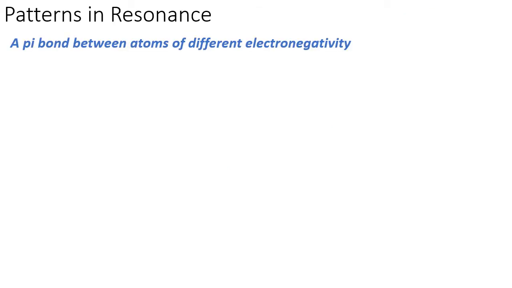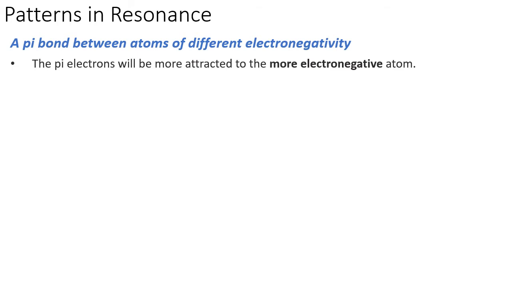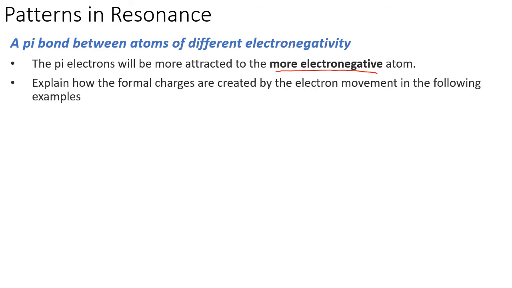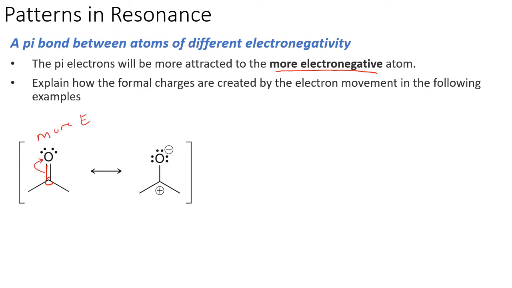The fourth pattern of resonance is when you have a pi bond between atoms of different electronegativity. And this is actually the exact opposite move of what we just learned, where we had a lone pair next to a positive charge. The pi electrons in this double bond will be more attracted to the electronegative atom rather than the more electropositive atom. So when we have to decide who the electrons go to, we want to just compare the electronegativity of the 2 atoms. If we look at an example here, we have a carbon, which is more electropositive, doubly bonded to an oxygen. So we could take a set of those pi electrons and move them up to the oxygen because the oxygen is the more electronegative atom.